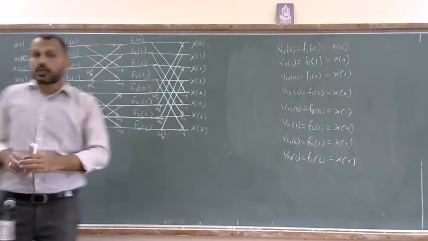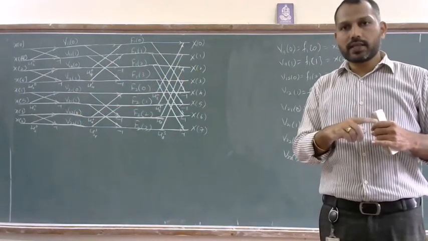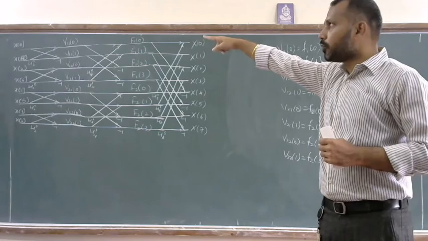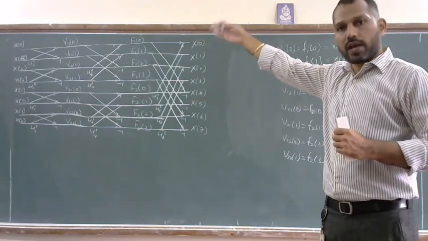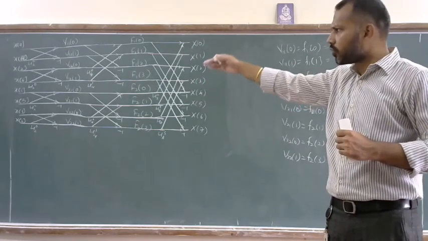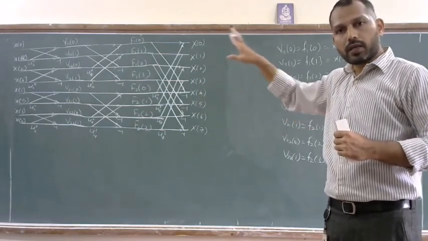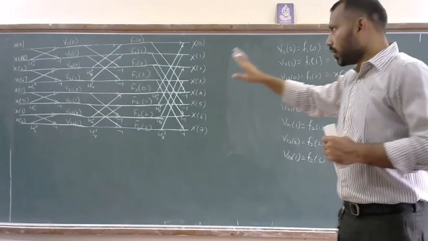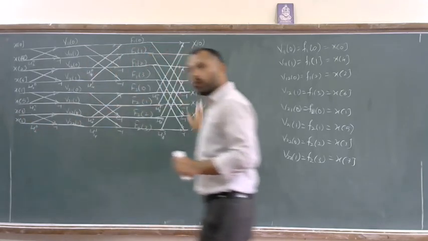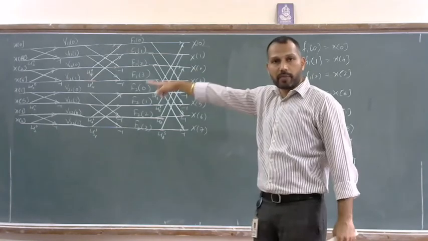Now you can observe the nature of the input here. Instead of applying the input in the sequential order x of 0, x of 1, x of 2, x of 3, the index order of the input is different. It is shuffled. First we have x of 0, but the second sample, instead of x of 1, is x of 4. Next we have x of 2, next x of 6. There is a reason why the input is in this shuffled array form. If the input is in the shuffled order, then the output will be in the normal order. But if the output is in the shuffled order, the input will be arranged in the normal order.